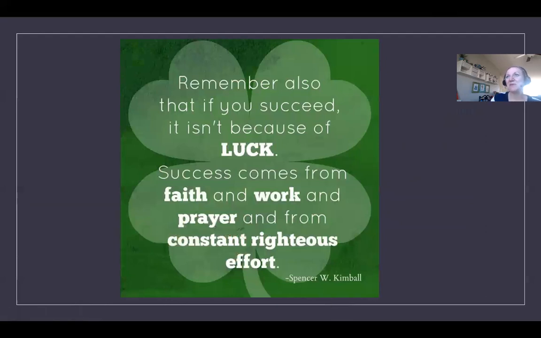And keep in mind, I love this quote by President Kimball. I know Valentine's Day is next, but I love St. Patrick's Day. So I love this idea. Every time I say good luck to you, I always think of this. Remember also that if you succeed, it isn't because of luck. Success comes from faith and work and prayer and constant righteous effort. So good luck, you've got this.